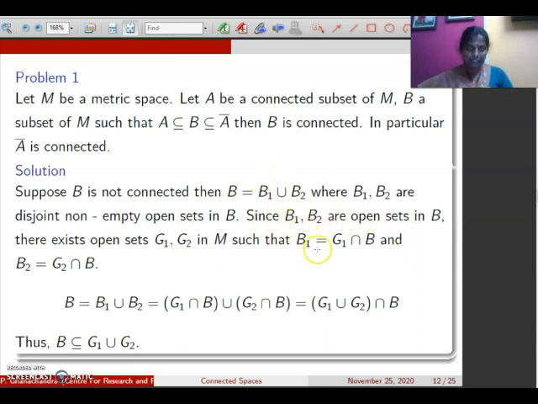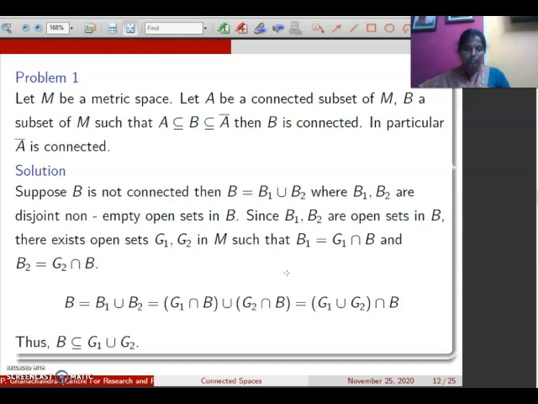Since B is a subset of M, therefore B1 equals G1 intersection B and B2 equals G2 intersection B, where G1 and G2 are open sets in M. B1 and B2 are open in B, and G1 and G2 are open in M. This is from the definition of subspace.